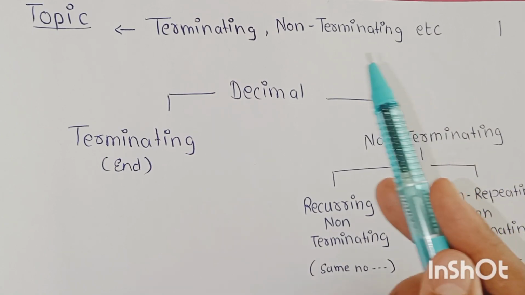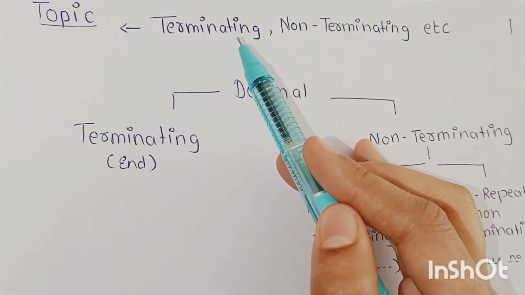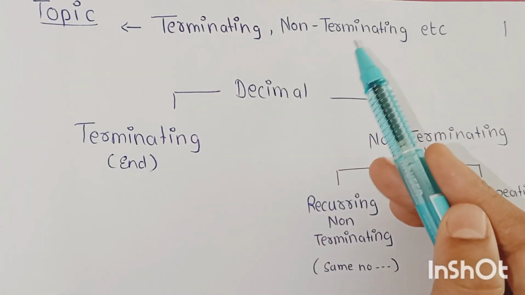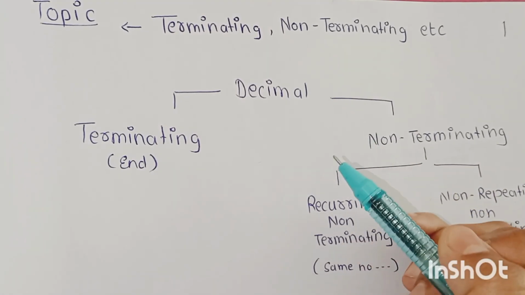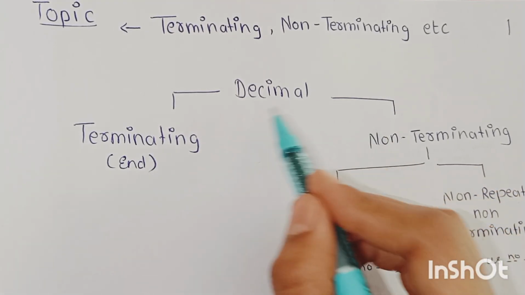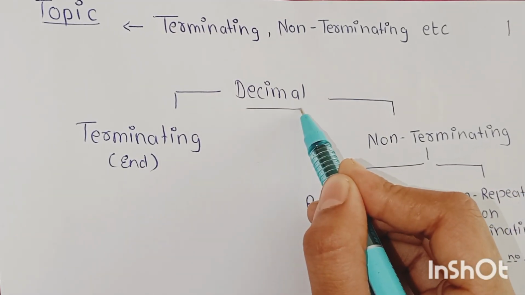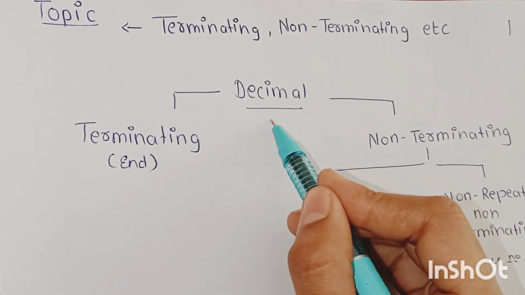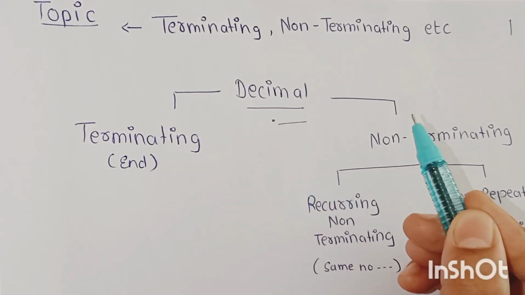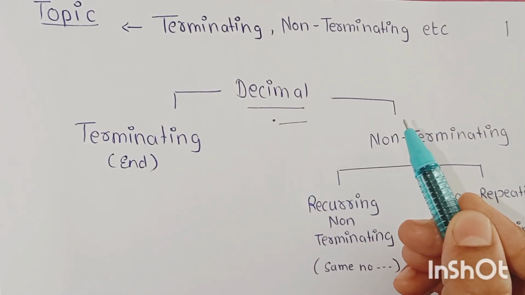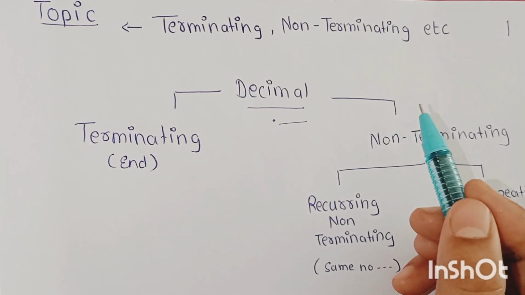Hello dear friends, today we will learn the topic terminating and non-terminating numbers. These are two types of decimal numbers. We know what a decimal number is. Decimal means we have to give a point and after the point the number comes. That is known as decimal numbers.